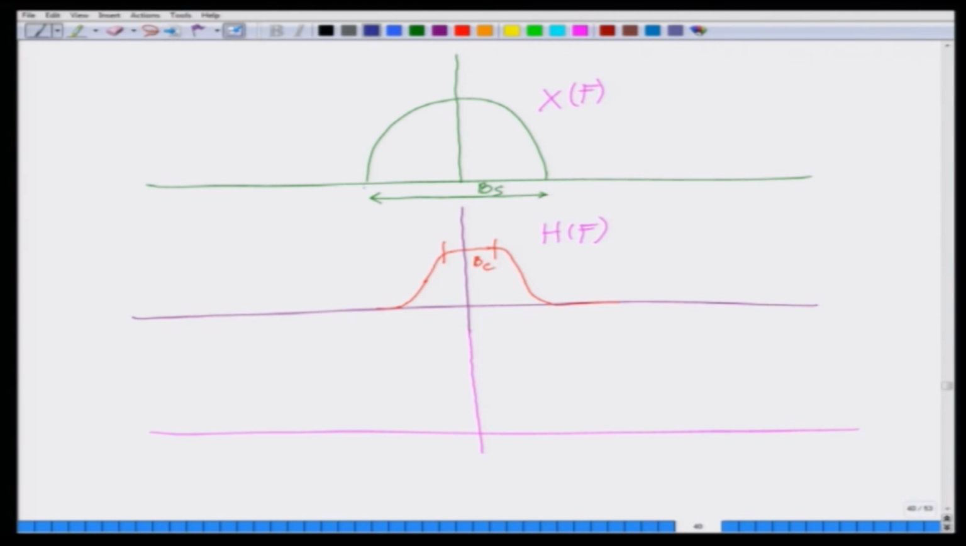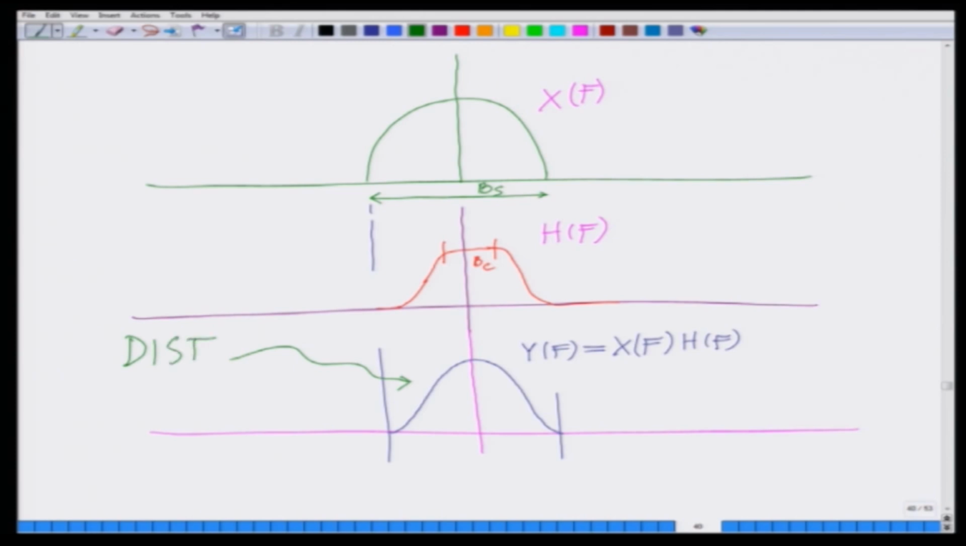Therefore, when I multiply this signal by the channel, there is going to be a distortion, and therefore, what you will get is, you will not get the original signal, but Yf equal to Xf times Hf, which is basically distorted. You can clearly see there is distortion. Why is there distortion?